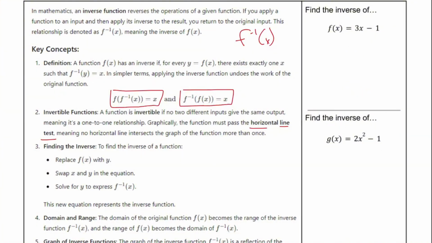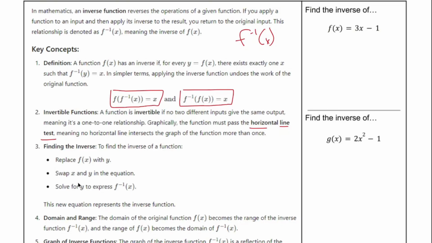Looking at this one, though, you're a parabola. If I were to draw a horizontal line here and try to see if it passes the horizontal line test, it won't, which means you're not invertible. So basically, parabolas, quartics, any even function, they're not going to be invertible. All right, so that's what invertible means. That's a phrase that you're going to see from time to time.